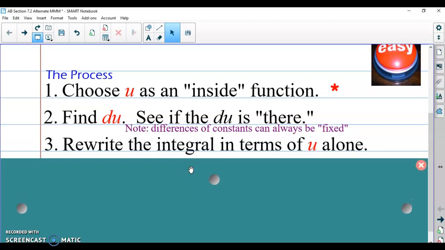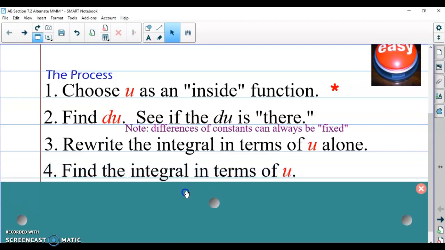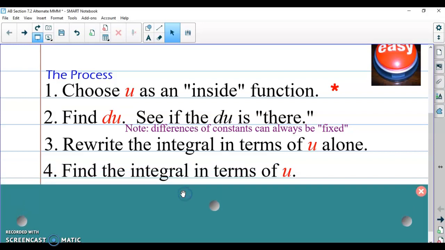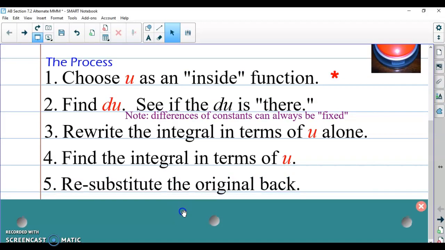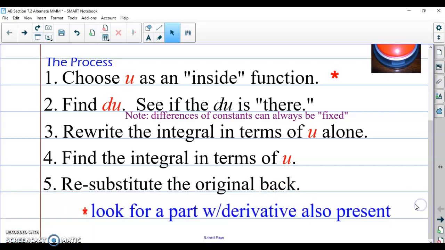Step 3, rewrite the integral so that there are no x's left at all. We want everything to be in terms of u. We want the integrand, we want the du, we want everything to be in terms of u. No more x's. Then we'll actually integrate in terms of u. So we'll do the antiderivative, reverse the power rule, whatever the problem calls for. And then at the end, since the problem had x's in it at the beginning, we need to substitute back so that we give an answer that has x's in it, just like the original problem.